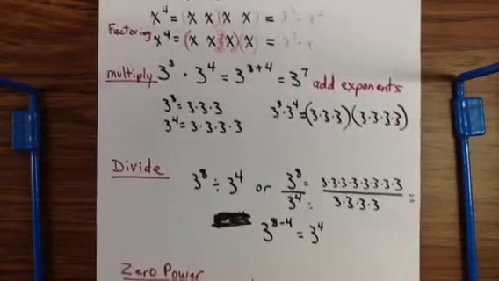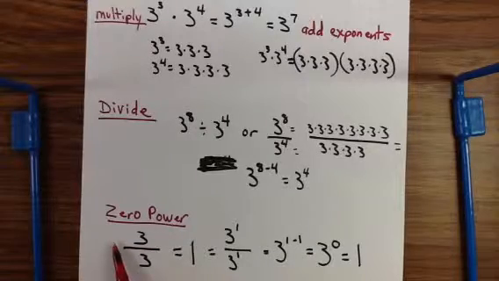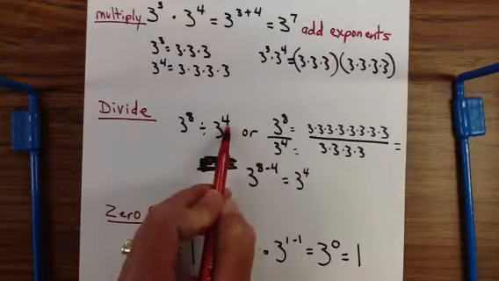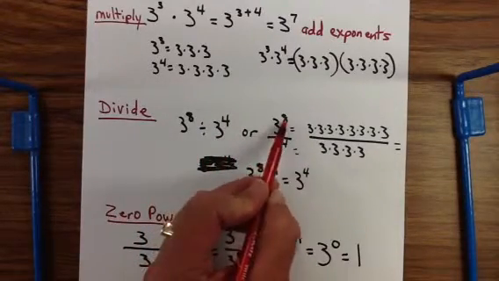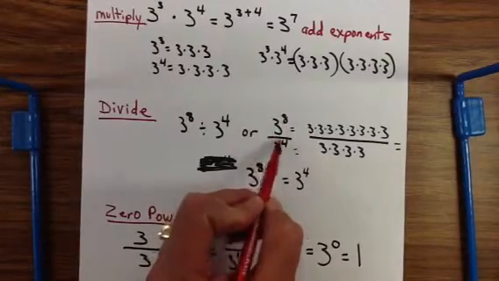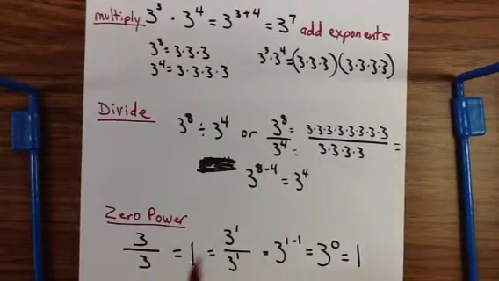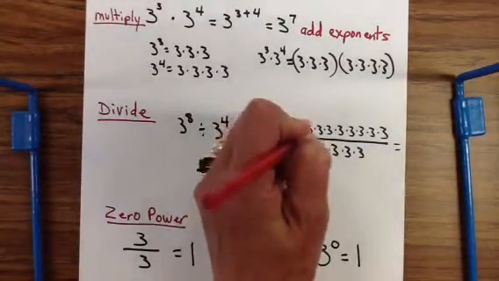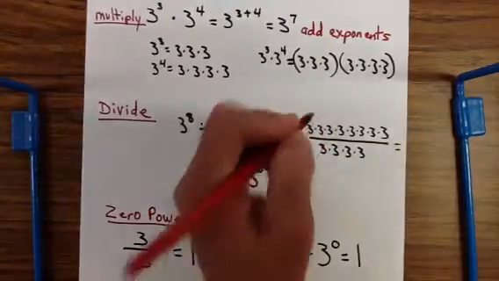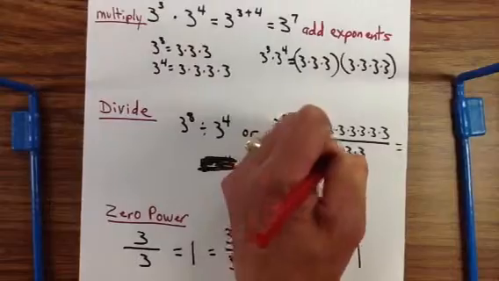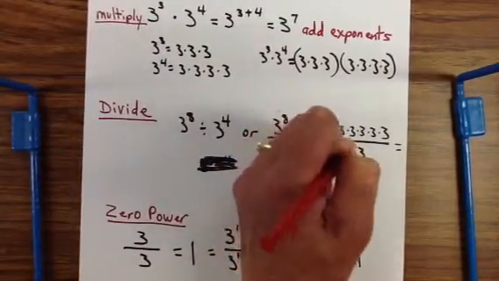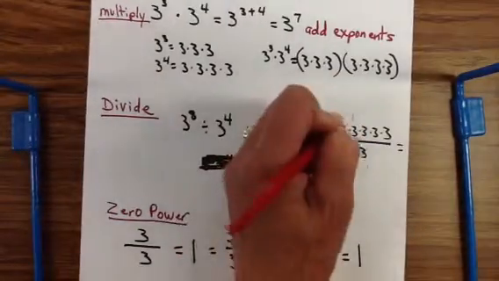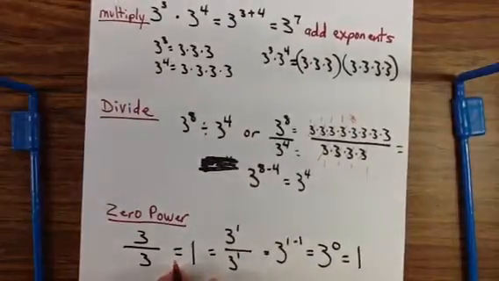Now let's look at dividing exponents. Let's say we have 3 to the 8th divided by 3 to the 4th. The other way that could be written is in fraction form, 3 to the 8th over 3 to the 4th. You can see here I've got 8 3's and 4 3's. And so 3 divided by 3 becomes 1, 3 divided by 3 becomes 1, 3 divided by 3 becomes 1, and 3 divided by 3 becomes 1.